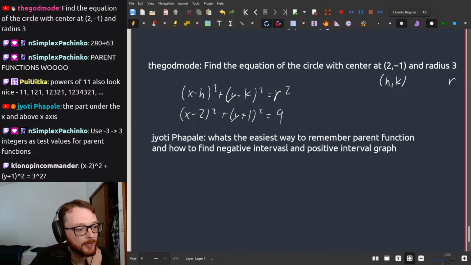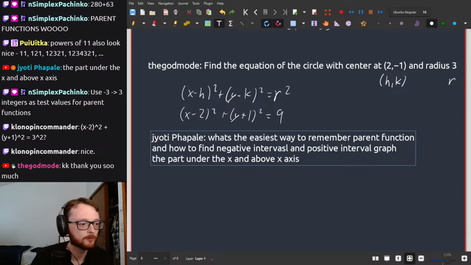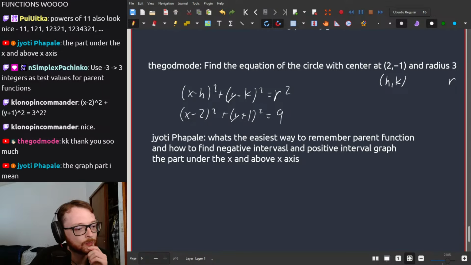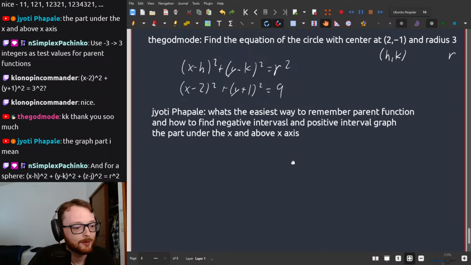The part under the x and above the x-axis. Oh, okay. So where the function is positive and negative. -3 to 3 integers. Test values for parent functions. Okay. For the graph part, yeah. Okay, so... Oh yeah, true. For a sphere. Parent functions.